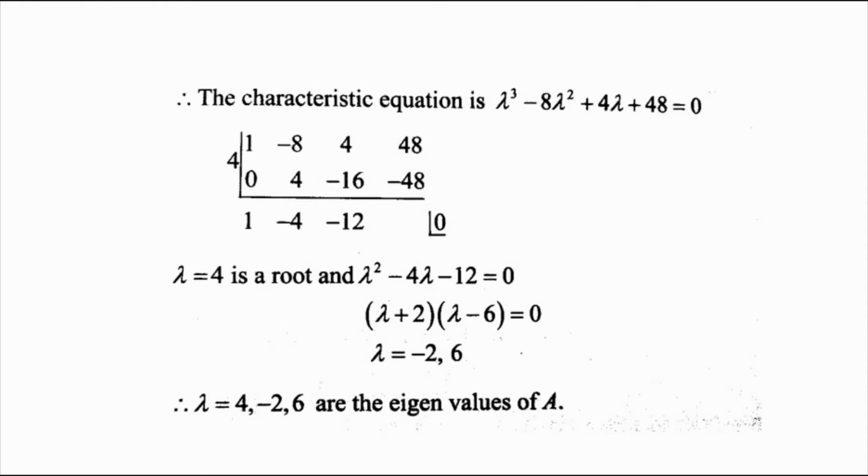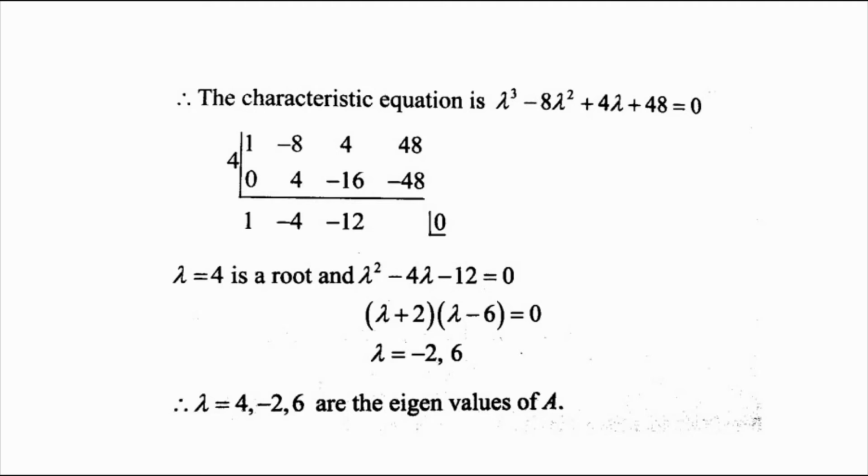And therefore the next equation is a quadratic equation. Again here, how will you solve the quadratic equation? We will be getting plus 2 and minus 6. We can solve this equation and therefore we get the lambda values as minus 2 and 6. And therefore the eigenvalues are 4, minus 2 and 6. So for these 3 eigenvalues, we are going to find the eigenvectors.